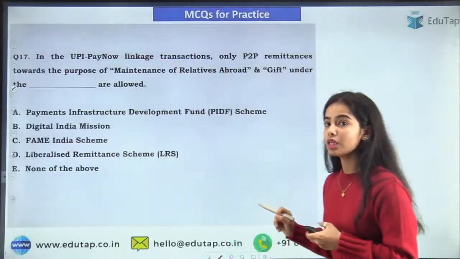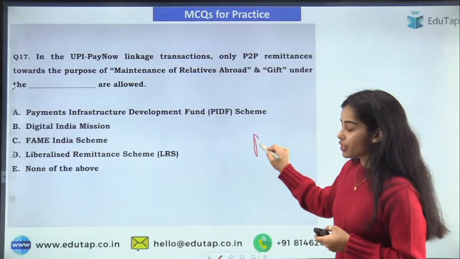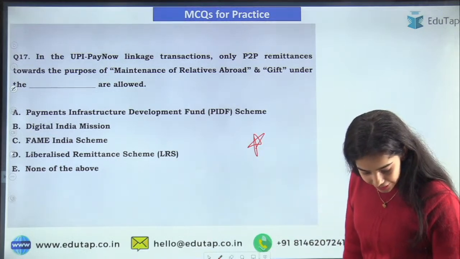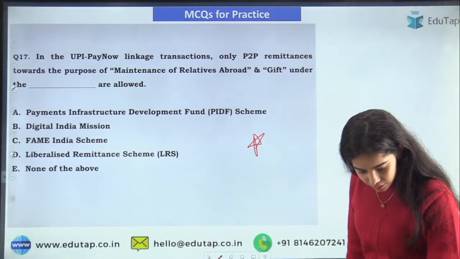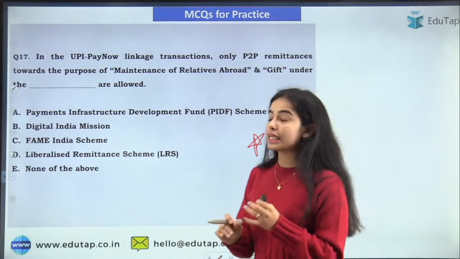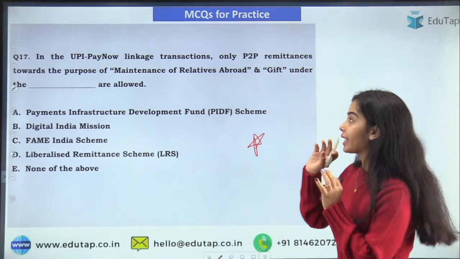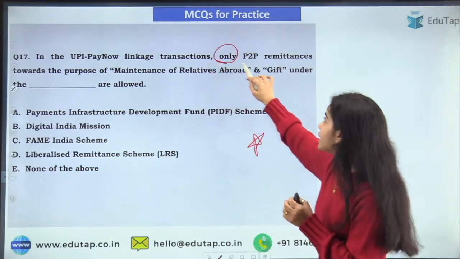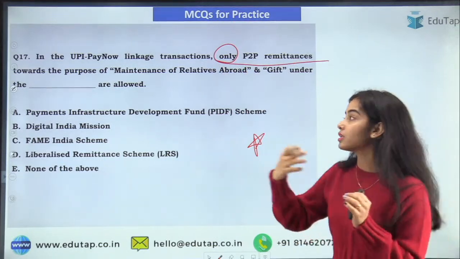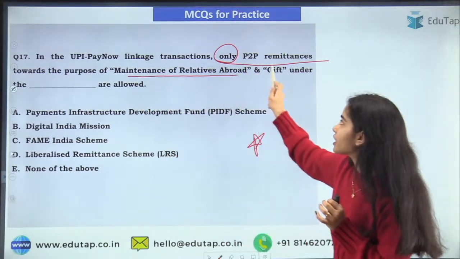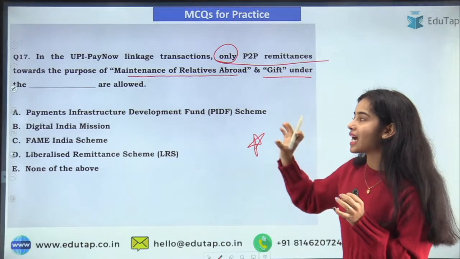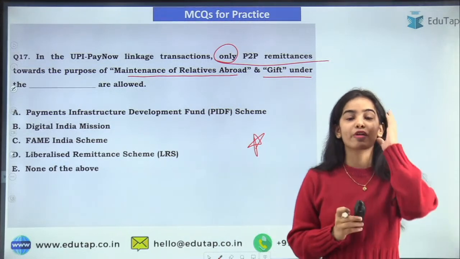Okay, so now coming to this question, I hope you will be able to answer it very easily. Here the question is: in the UPI PayNow linkage, the transactions, only the person-to-person remittance for the purpose of maintenance of relatives abroad and gift, are allowed under which scheme? You have to tell that.